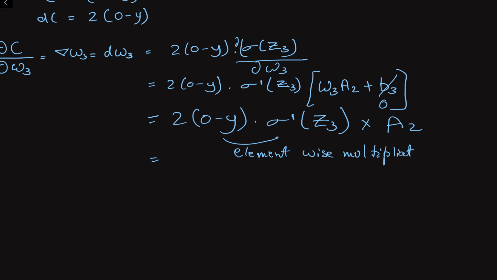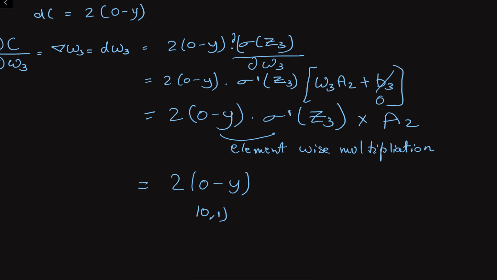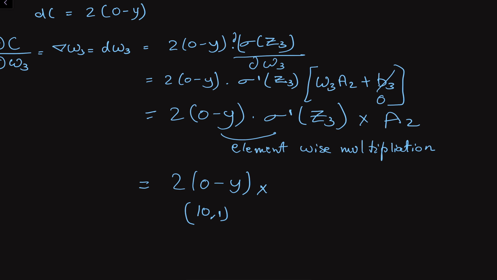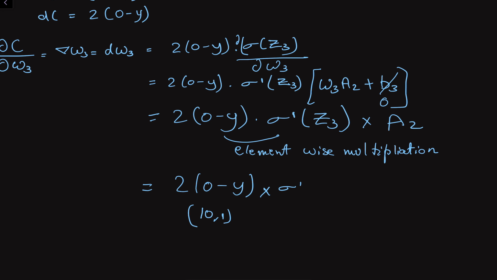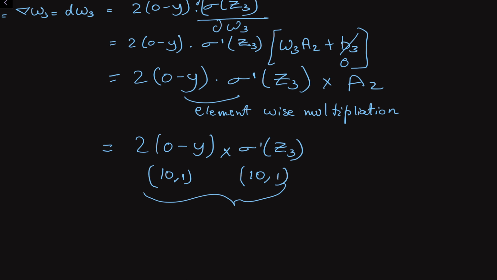It's not dot product right here. Okay, I want you to keep that in mind. So 2 times (o minus y) will have 10,1 dimension, into element-wise multiplication. Even z3 will have the same dimensions, 10,1. So they together will produce this, then we have to dot it.